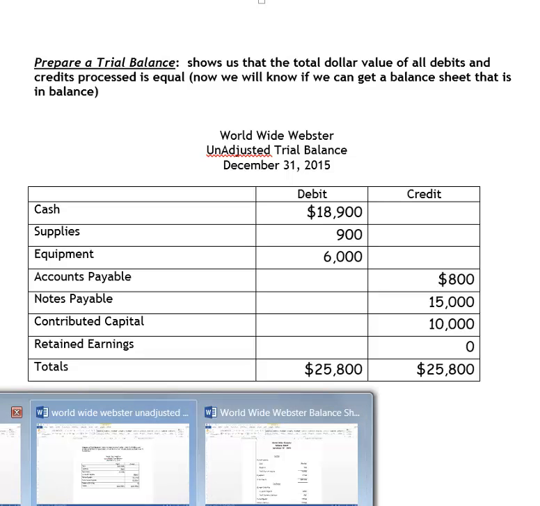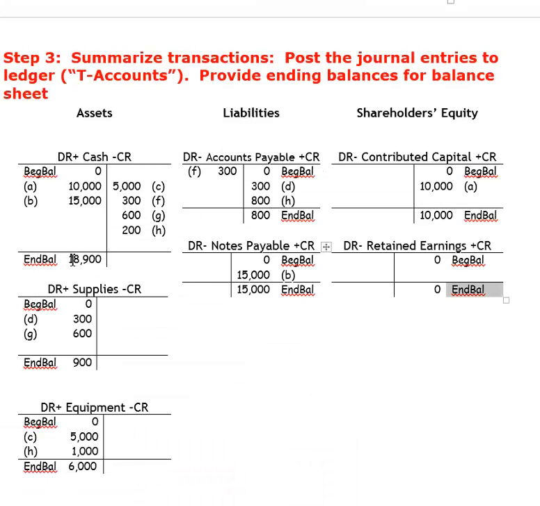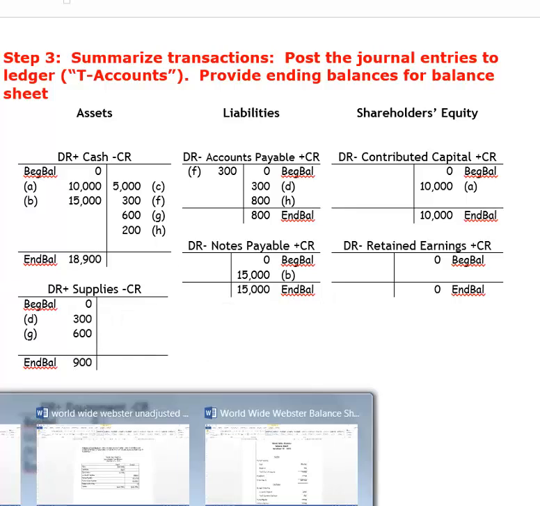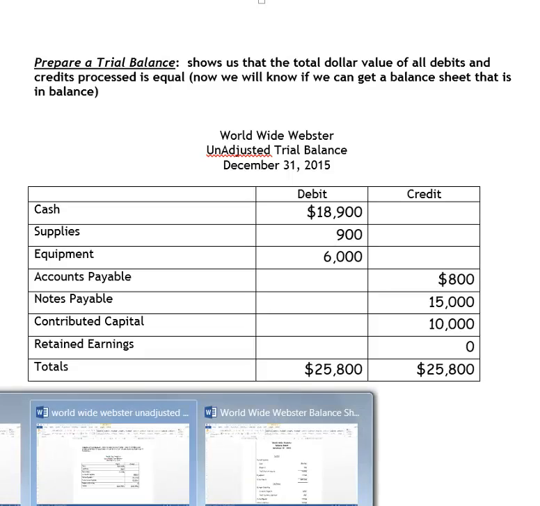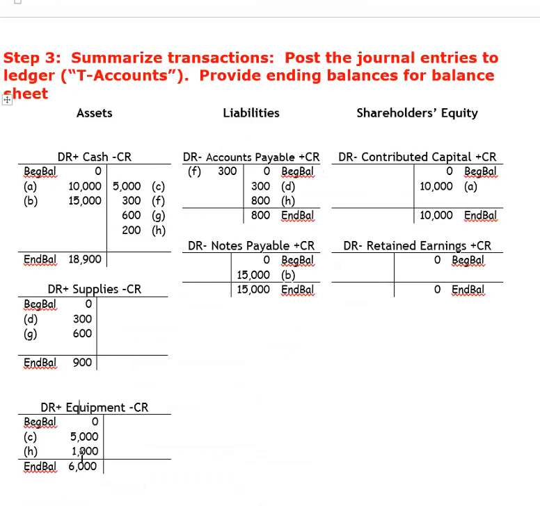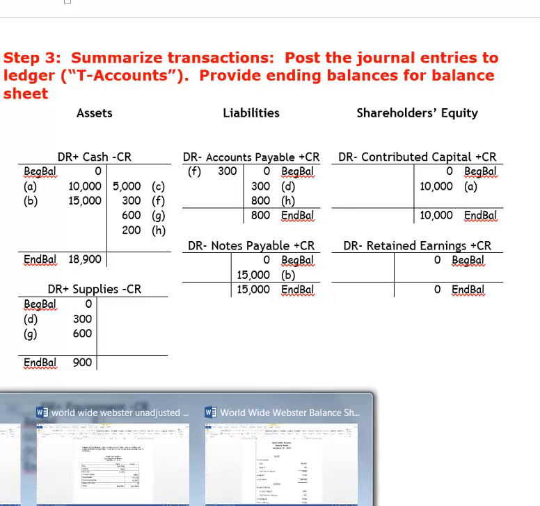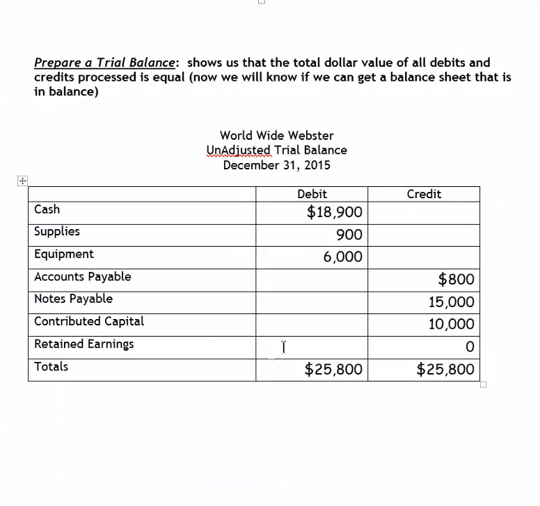We can go back to our T account where we posted all the entries to find that out. The next asset is supplies, and we should have on the unadjusted trial balance that our supplies is a balance of $900 debit. If we went back to our equipment balance, we can see it should have an ending balance of $6,000 from step 3, the summarization process, and in fact it does, $6,000.